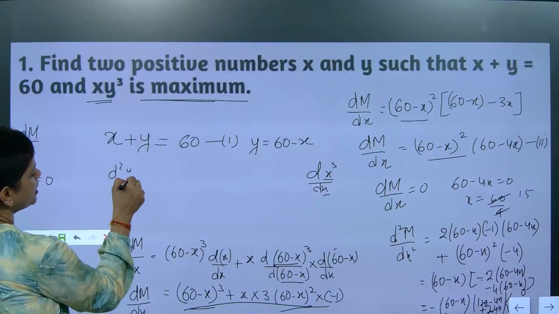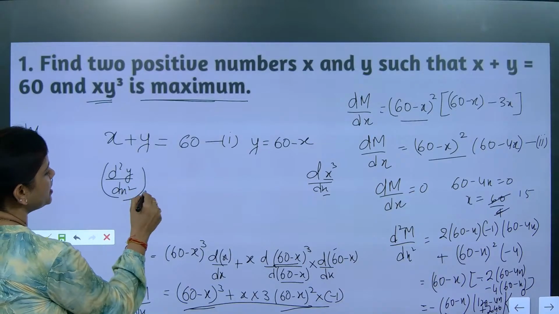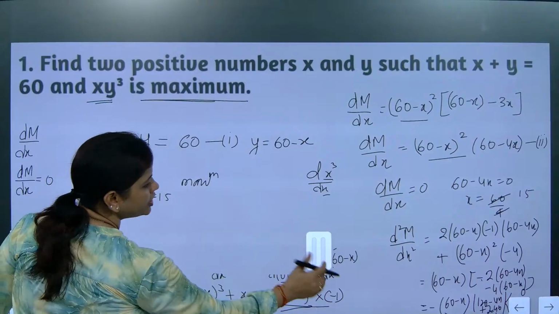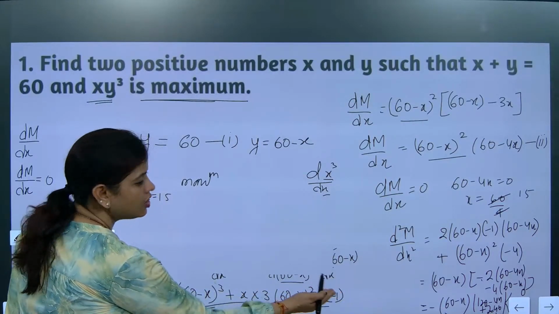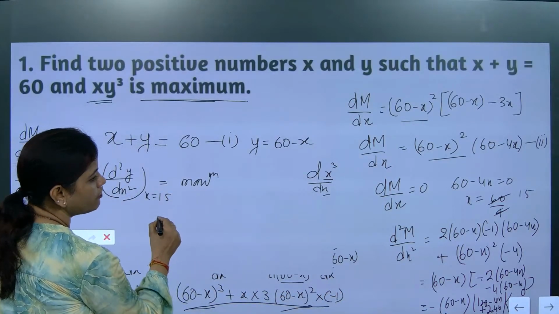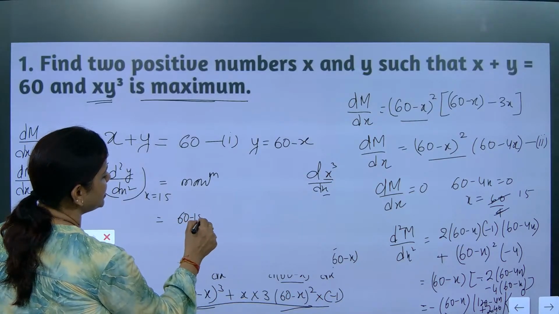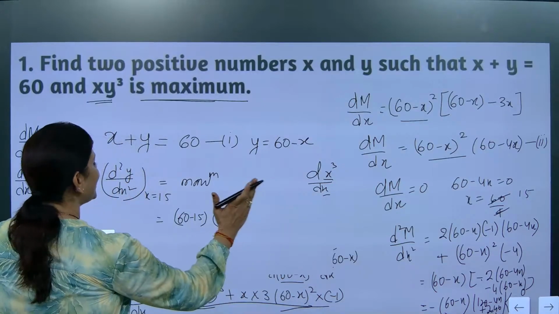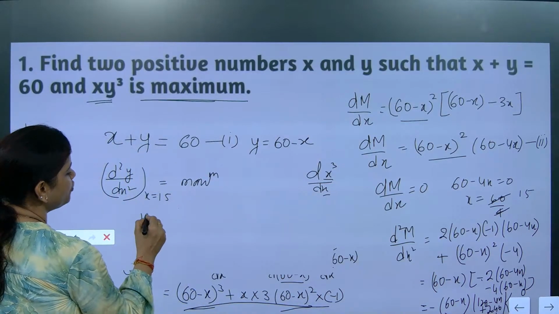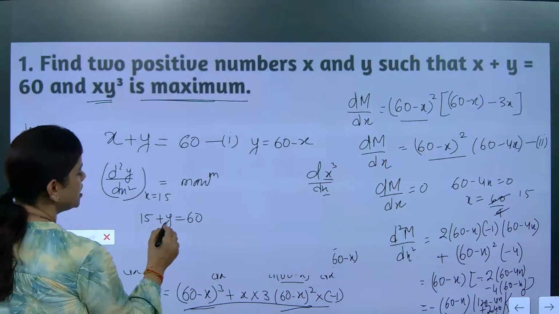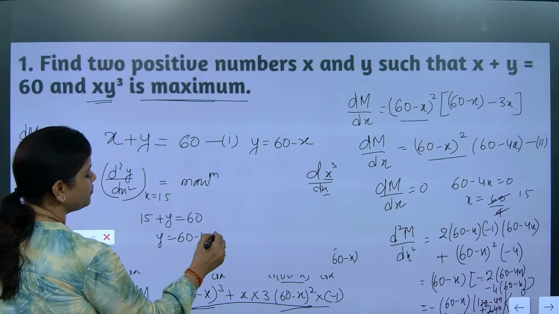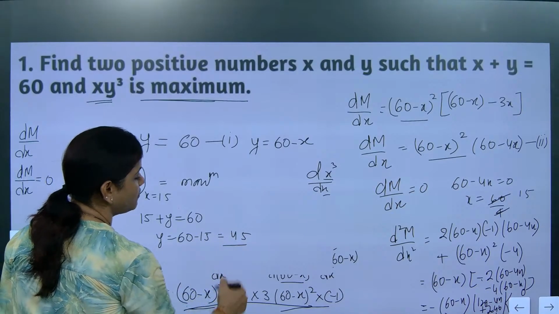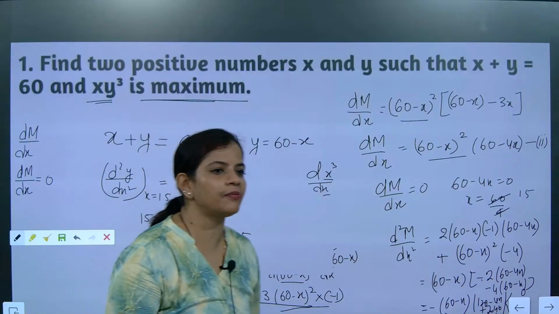So d2y by dx square, when x is equal to 15, you are getting maximum. You need to substitute the x value and check. Here you are getting maximum because you substitute 60 minus 15 and here 240 after solving, so it will be less than 0. So directly I am writing x equal to 15 and y equal to 60 minus 15. What is the value coming here, beta? 45. y is coming as 45 and x is coming as 15.